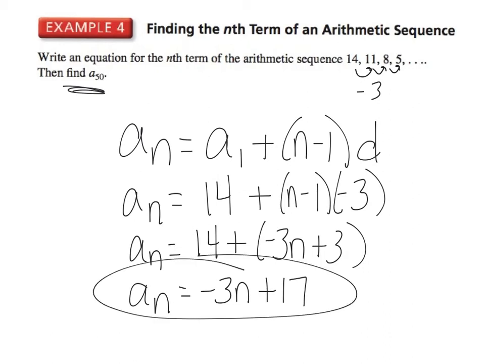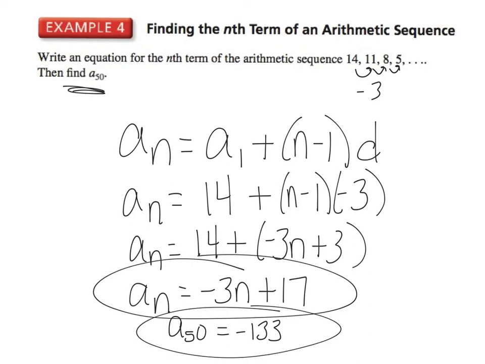So now I plug in 50. Easy math. 50 multiplied by negative 3 is negative 150 plus 17. So what does that mean? It means the 50th term, a sub 50, equals negative 133. Voila, that's it.